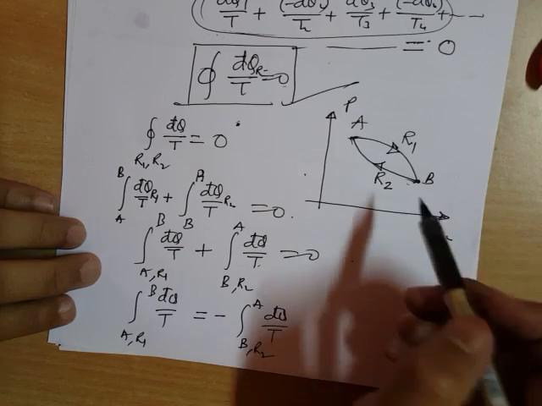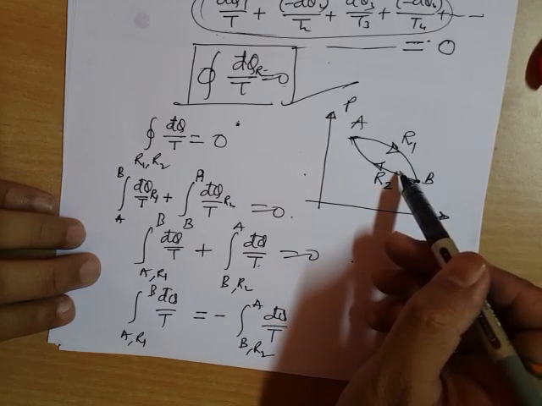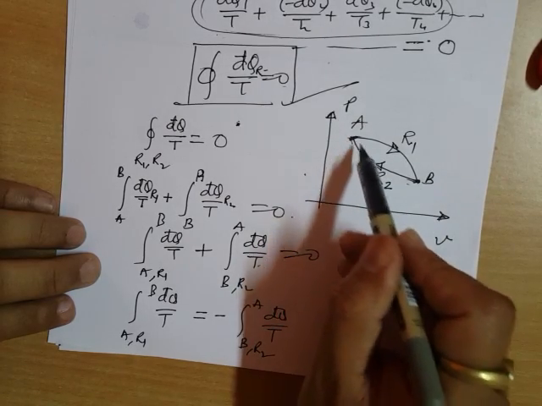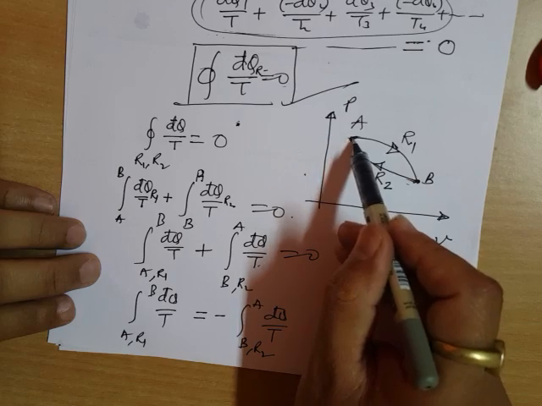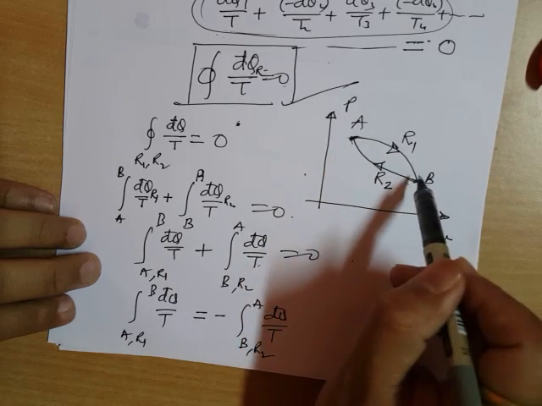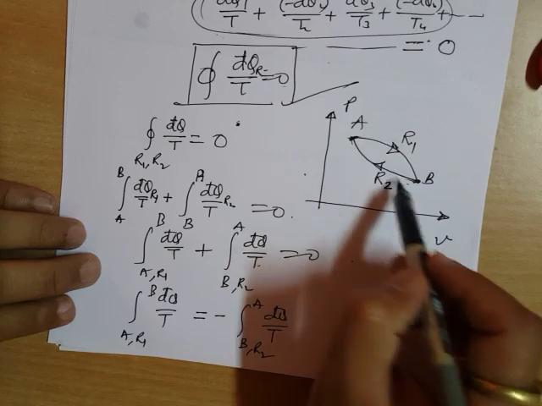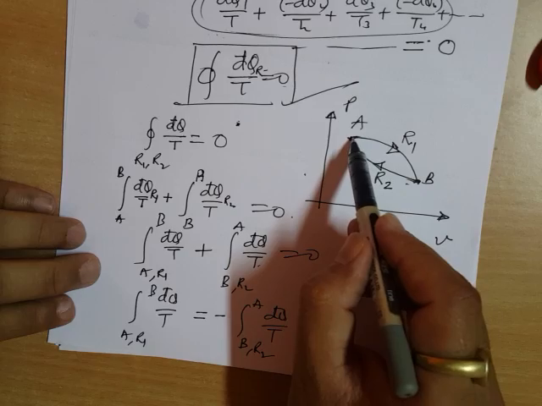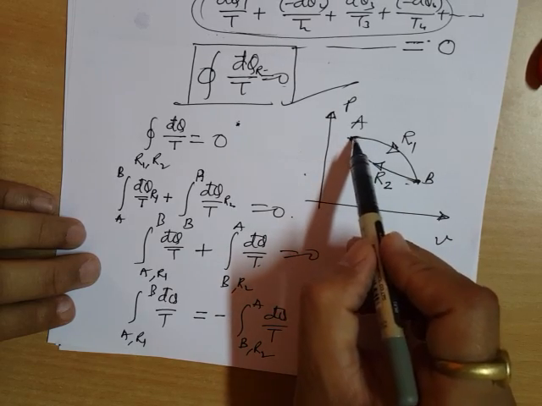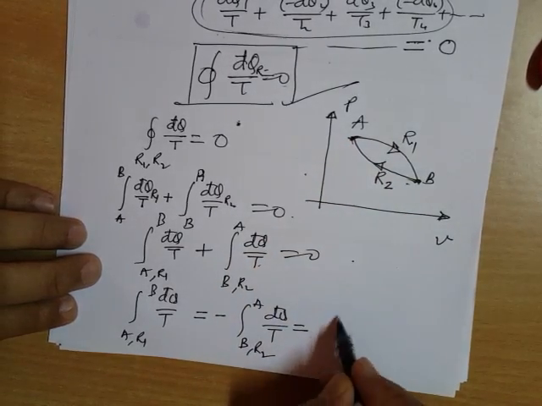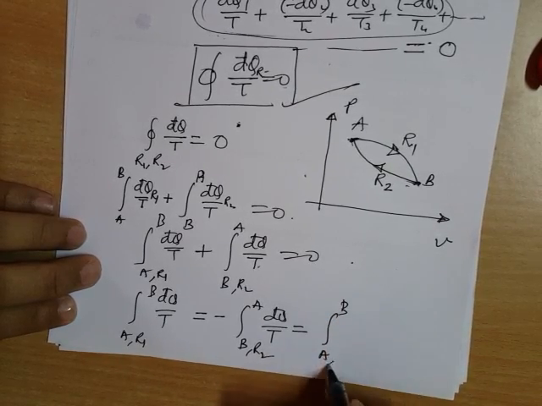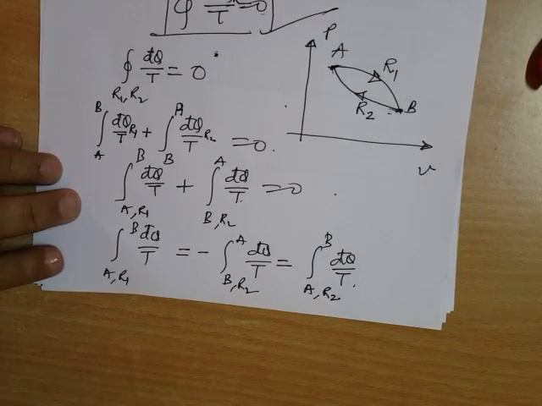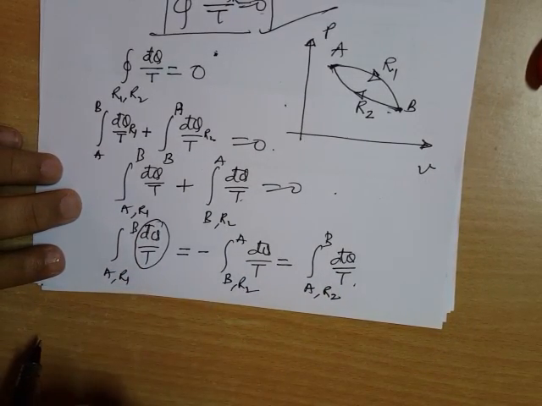And in turn, what will happen? The effects which this system has created while going from A to B will get reversed while coming back in the reverse direction. That is, if the system is liberating heat to the surrounding while going from B to A, then it will gain the same amount of heat from surrounding while coming from A to B. So this will be from A to B along path R2 dq by T.